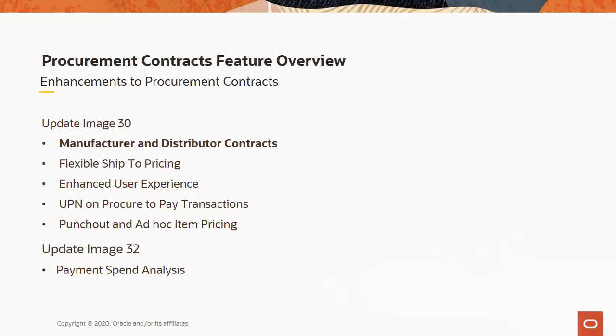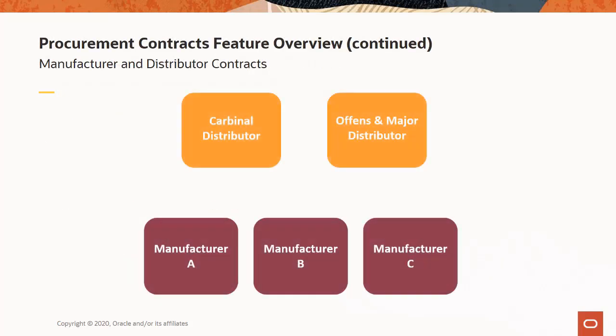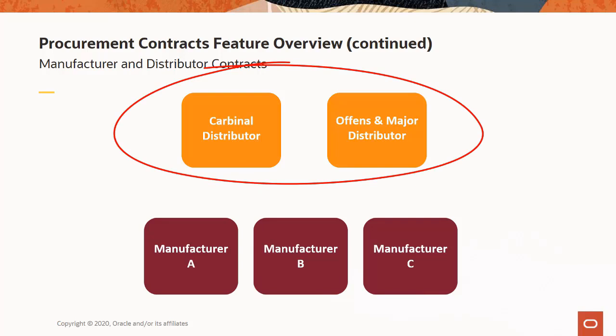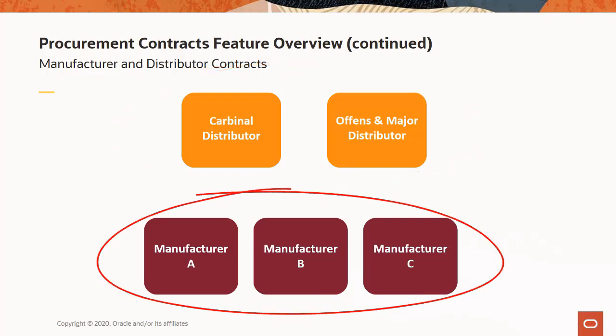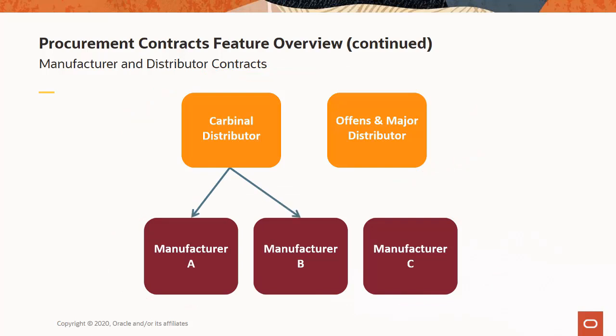When purchasing an item from a supplier, that supplier may or may not manufacture the item. Let's look at a diagram showing manufacturer and distributor relationships and see how PeopleSoft procurement contracts handles these relationships. In some cases, the supplier is actually a distributor of items who purchases these items from manufacturers. In this example, supplier Carbonol is a distributor who provides goods from manufacturer A and B. Offens and Major is also a distributor who provides goods from manufacturer A, B, and C.